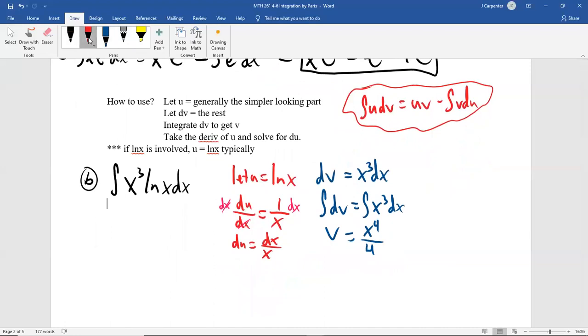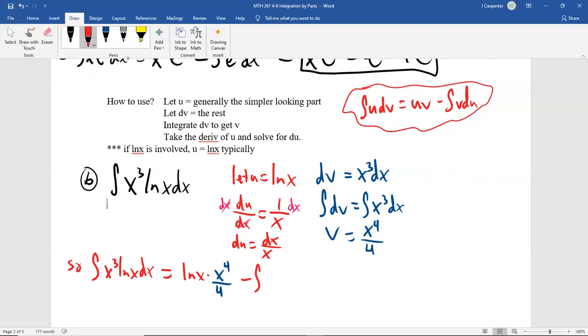So what we now get, the integral of x cubed times the natural log of x dx, which we're now calling the integral of u dv, is now equal to u times v. The u is the natural log of x times v. V was x to the 4th over 4. I'm using color this time to at least show if it came from a u or a v. So again, that was uv. Then we have a minus, and an integral. And this will be v du.